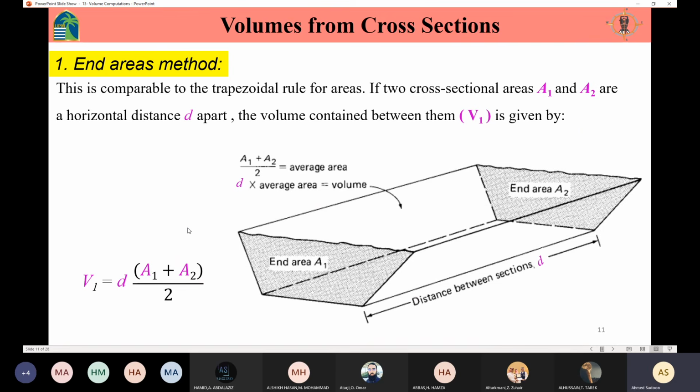So this one is very simple. If you want to determine the volume for a certain land, then the volume is D times (A1 plus A2) over 2, which means that we determine the average area from the one end and the other end, and then multiply it by the distance between them.